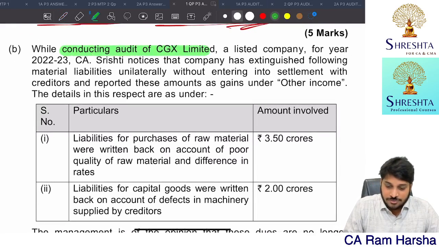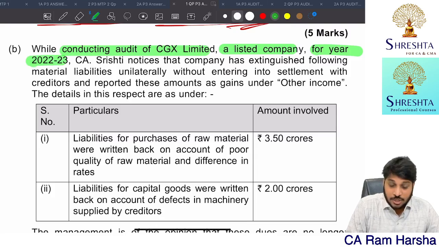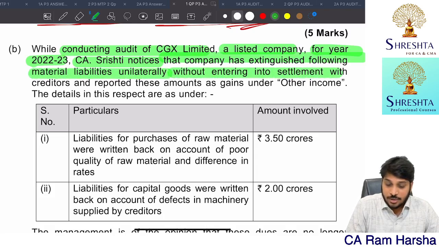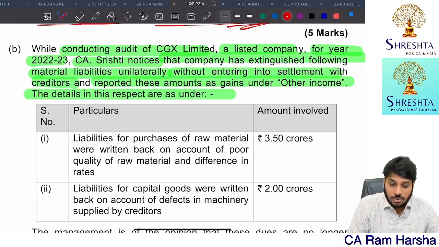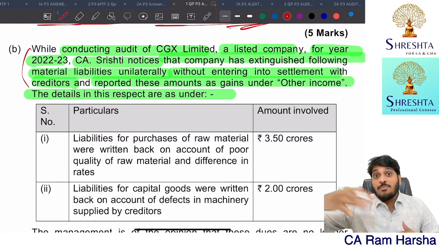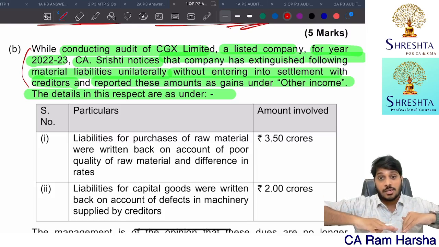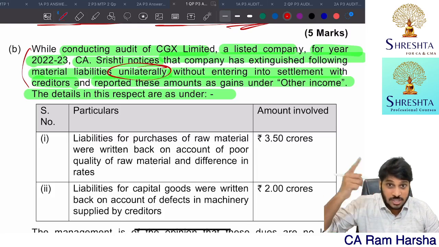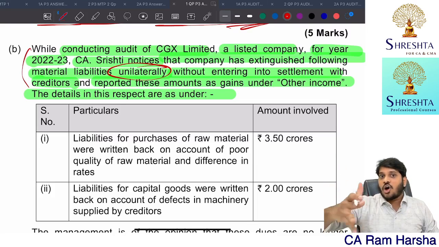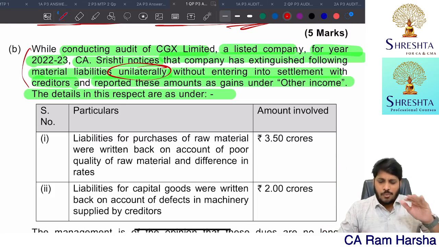While conducting audit of CGX Limited, a listed company, for the year ended 22-23, CS Risti notices that the company has extinguished the following material liabilities unilaterally without entering into settlement with the creditors and reported these amounts as gains under other incomes. The company wrote off payable amounts. Trade payables, they wrote off. Remember, it's unilaterally, means without the consent of the creditor. Creditor did not waive. The company only wrote off.